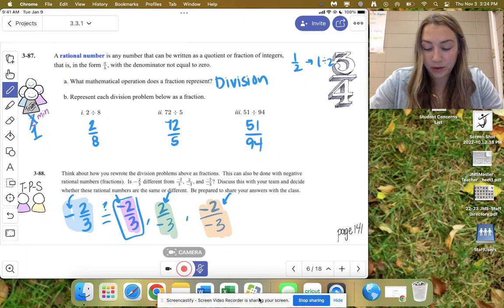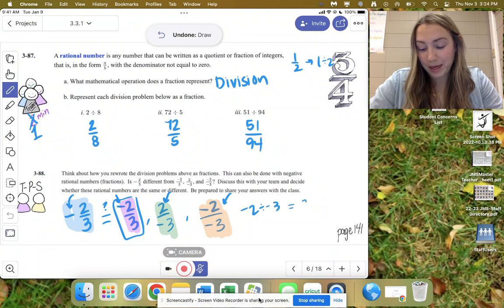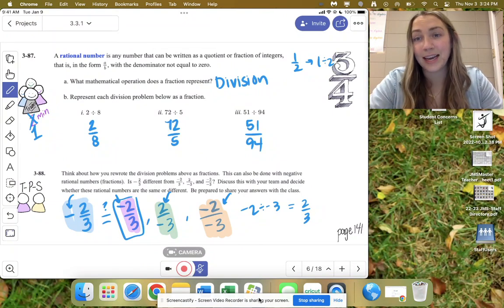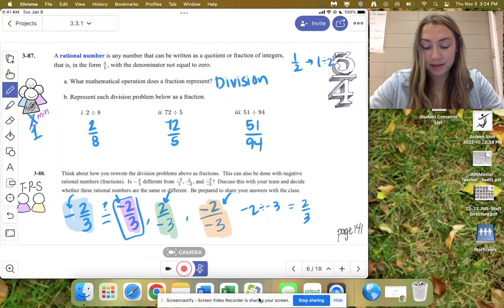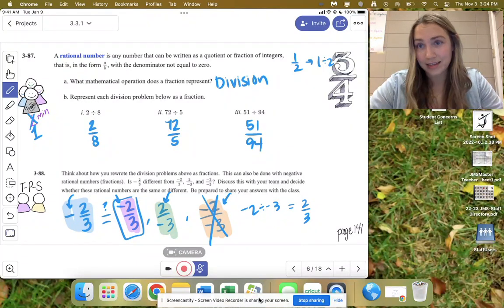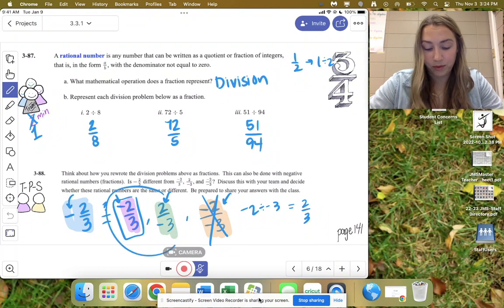But if I did this one and I did negative 2 divided by, oops, that's not a negative. If I did negative 2 divided by negative 3, I would get positive 2/3, because taking a negative and dividing by a negative is actually going to give us a positive. So this is the only one that it does not equal, but it does equal these two.